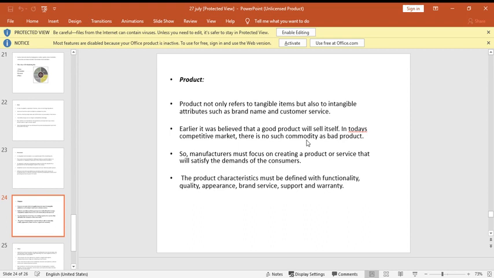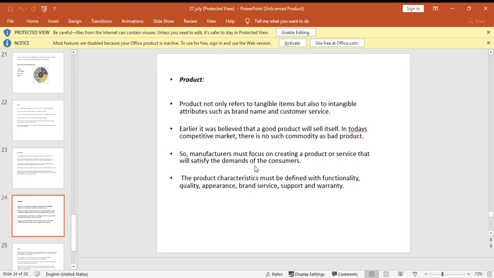How does the brand get familiar? From friends and colleagues, we get to know that the brand is very good. So in product, earlier it was believed that a good product will sell itself. In today's competitive market, there is no such commodity as a bad product.